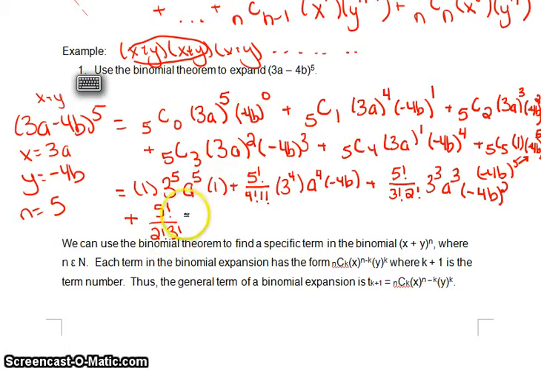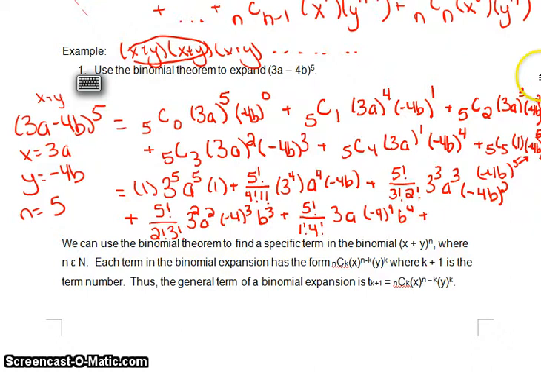And then we'll have 3 squared, a squared, times negative 4 cubed, b cubed, plus 5 choose 4. So it'll be 5 factorial over 1 factorial times 4 factorial. 3 to the power of 1 is just 3. A to the power of 1 is just a. Times that by negative 4 to the power of 4, and b to the power of 4.